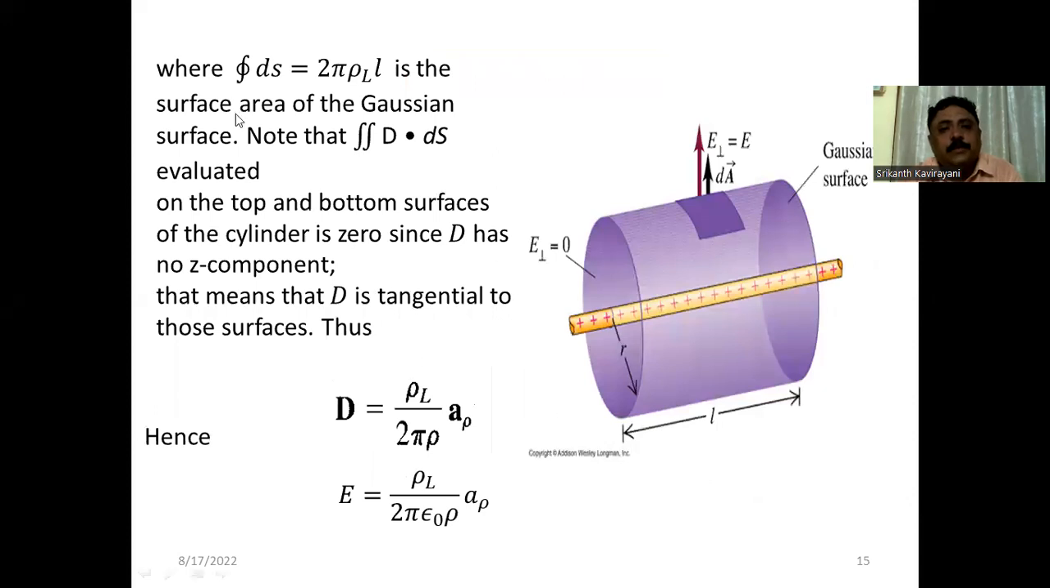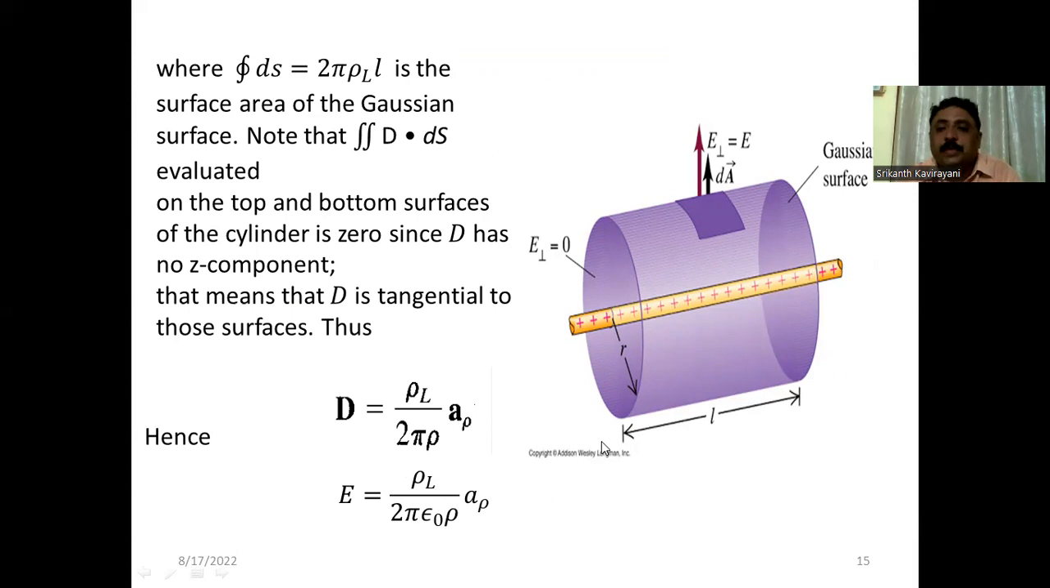So evaluating the integral of the closed path ds over the closed path, we would end up getting 2 pi rho L. L is the surface area of the Gaussian surface, and the double integral of D dot dS evaluated on the top and bottom surfaces of the cylinder is 0, since D has no z component. That means D is tangential to those surfaces, and as such D would be yielding us the value of rho L by 2 pi rho a rho, or E as such will be rho L by 2 pi epsilon naught rho a rho.